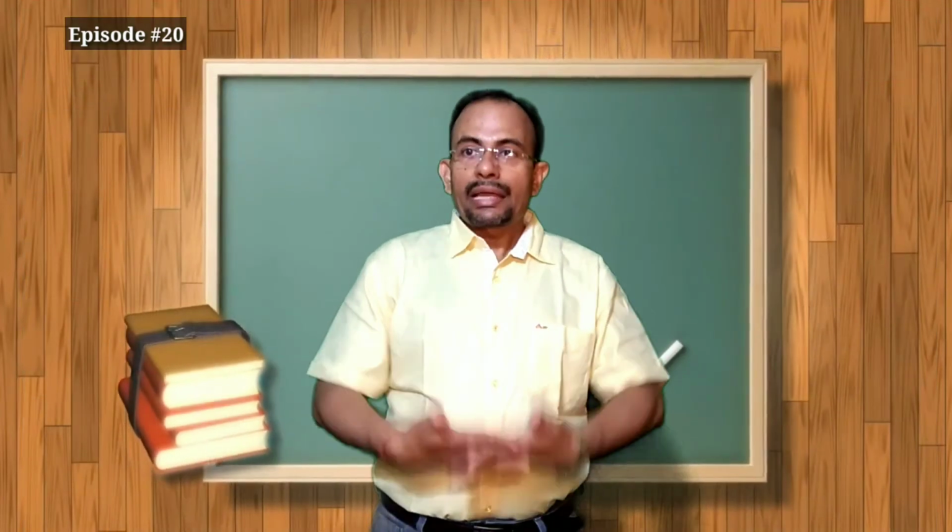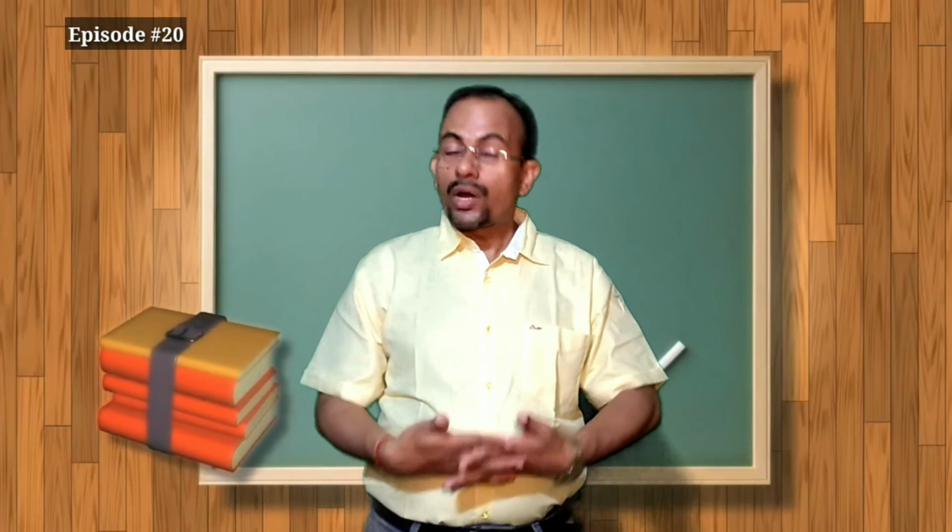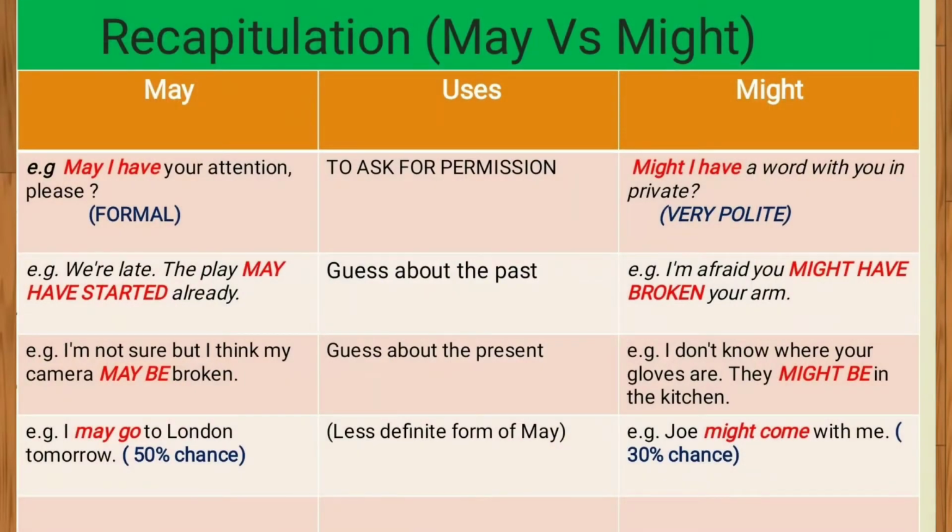Now, let's recapitulate what we have learned so far. May versus might. To ask for permission, we use may: may I have your attention please, which is formal. Might I have a word with you in private, which is very polite. Understood? May is formal, might is very polite. The second use of these two is to guess about the past. For example, with may: we are late, the play may have started already. And the example with might is, I'm afraid you might have broken your arm.